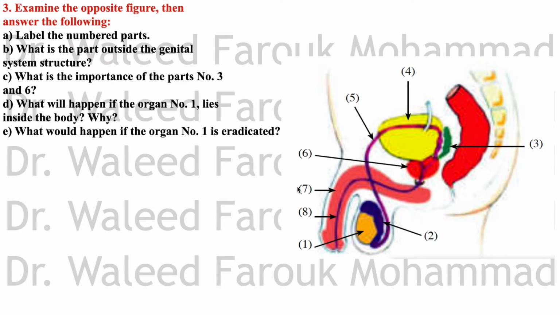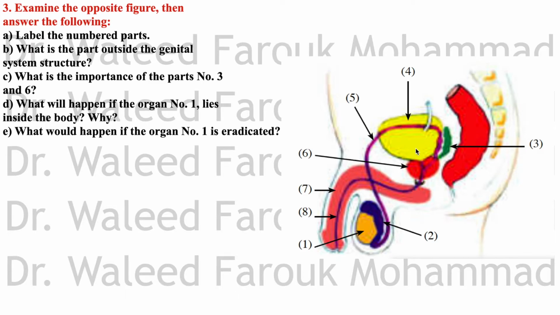What will happen if the organ number 1, which is the testis, lies inside the body? Now, we all studied that the testis was formed inside the body, then descended and went out of the body in the scrotum. Why? Because the testis, let's call it the sperm factory, needs a lower temperature than the temperature of the body, means optimum of 28 degrees Celsius to perform its functions.